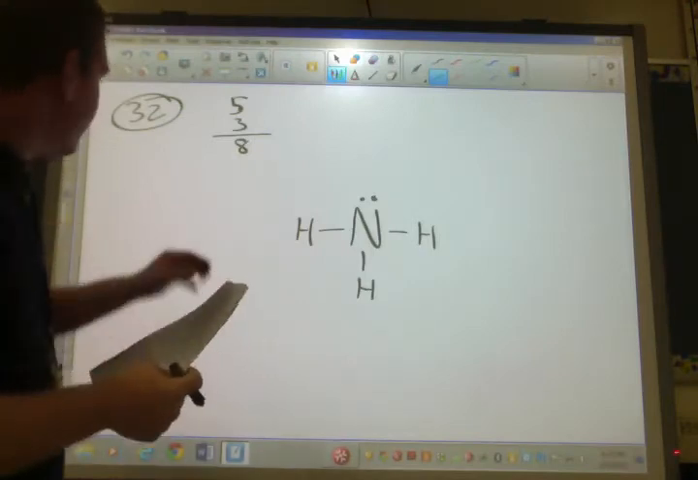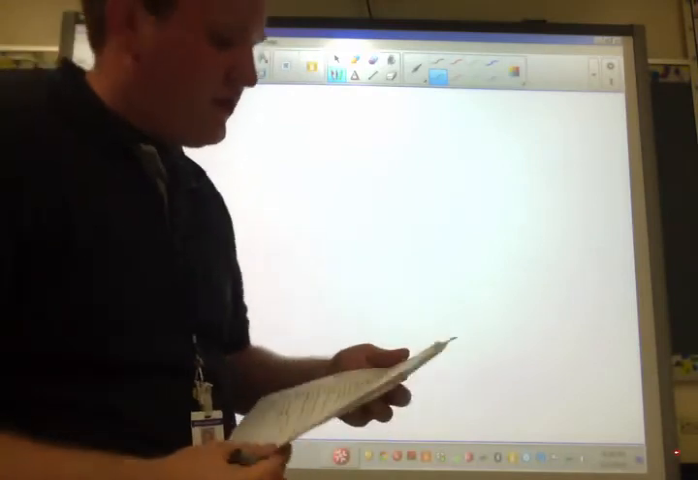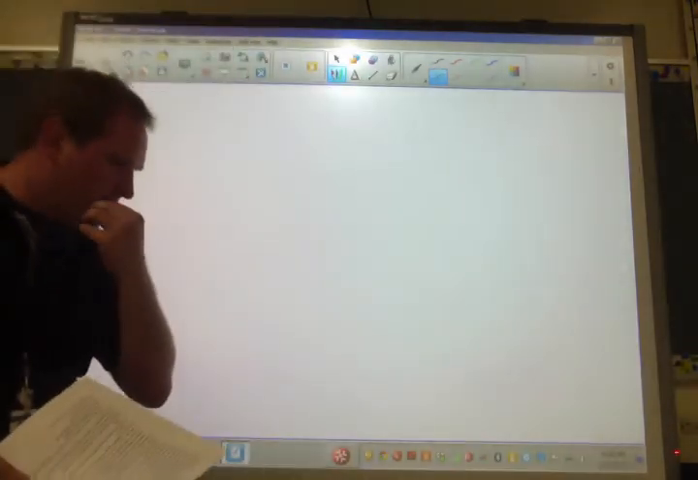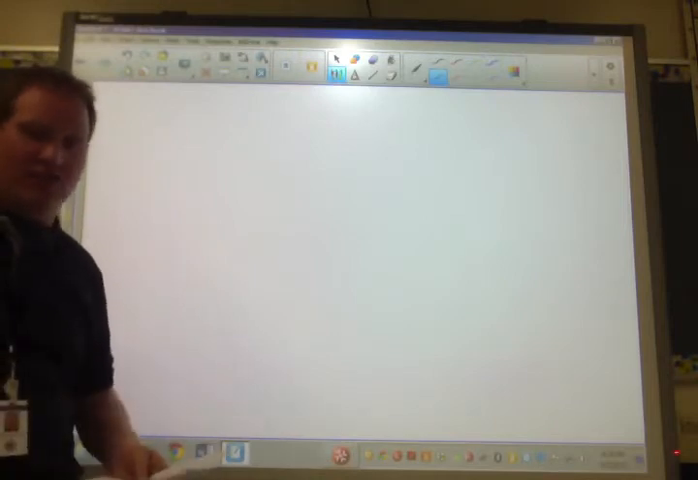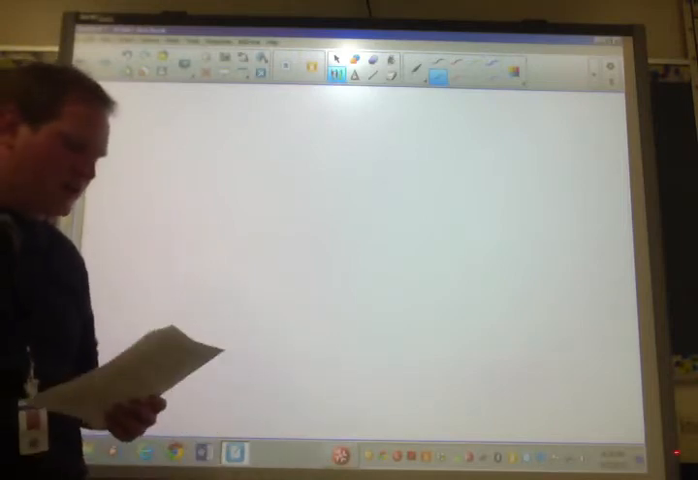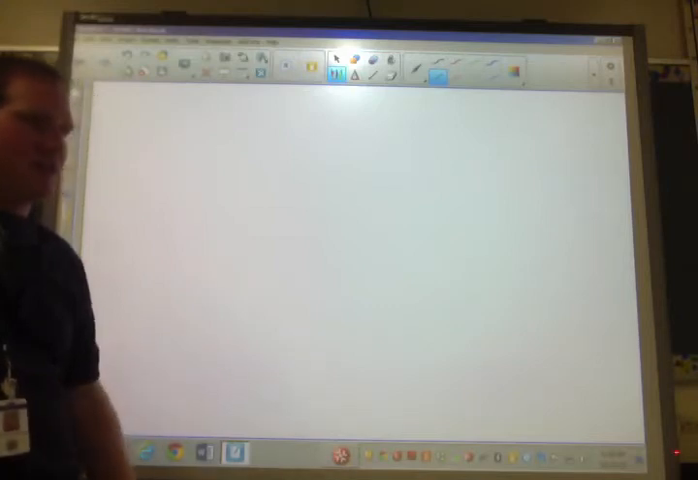Number 33. What is meant by a polar molecule? Well, a polar molecule has basically one atom that is more electronegative than the other, so it basically hogs the electrons. The actual definition is the electronegativity difference is between 0.4 and 2.0.